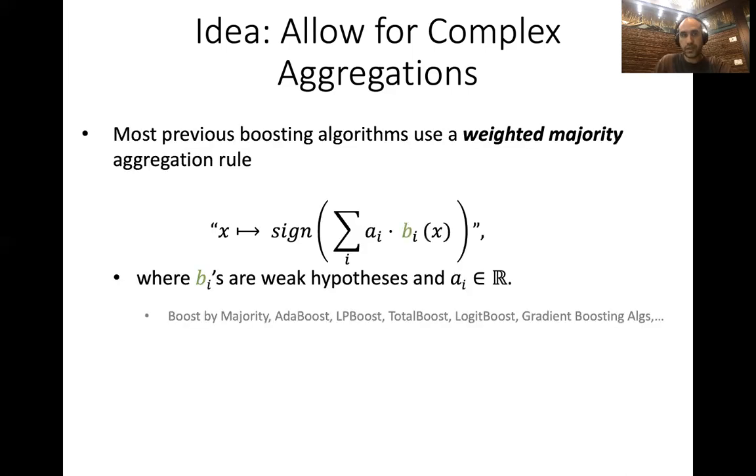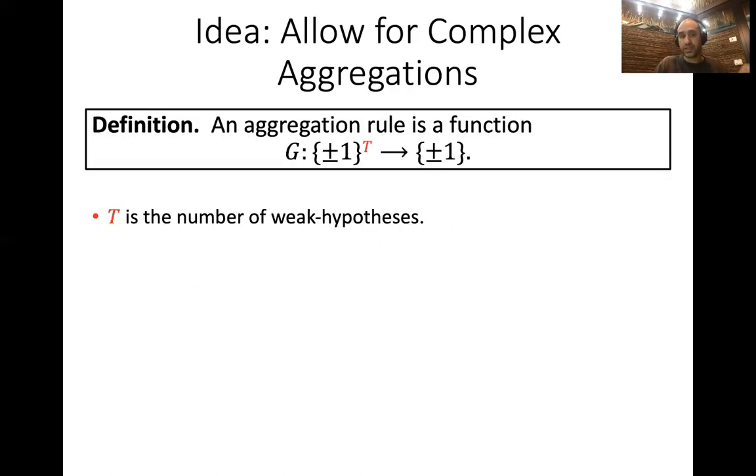What do I mean by that? So most previous boosting algorithms output a hypothesis which is simply a weighted majority vote of the weak hypotheses outputted by the weak learner. Right, so this applies to boost by majority, AdaBoost, LP boost, total boost, many boosting algorithms. They do this kind of aggregation. We will use more complex aggregation rules. So what is an aggregation rule? An aggregation rule is simply a Boolean function. It gets t bits, the prediction of each weak hypothesis outputted by the weak learner, and it outputs a bit, which is the prediction of the final hypothesis.